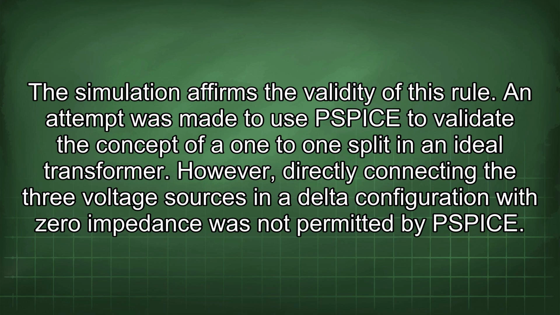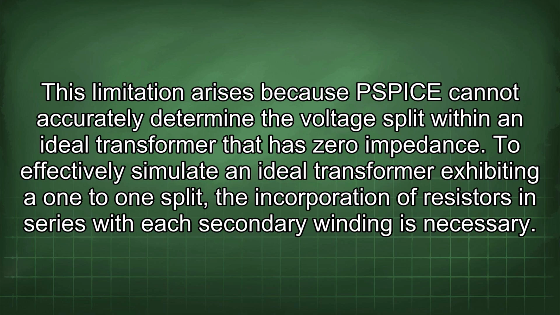An attempt was made to use PSPICE to validate the concept of a 1-to-1 split in an ideal transformer. However, directly connecting the three voltage sources in a delta configuration with zero impedance was not permitted by PSPICE. This limitation arises because PSPICE cannot accurately determine the voltage split within an ideal transformer that has zero impedance.